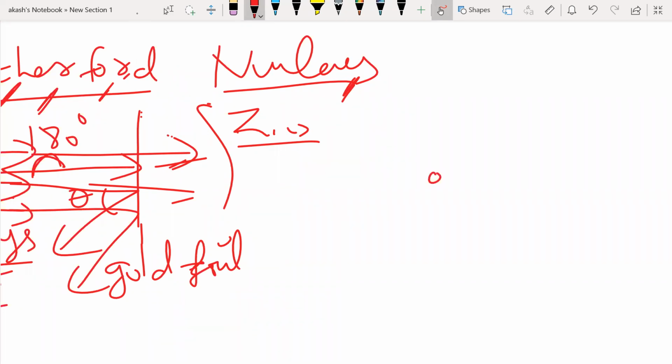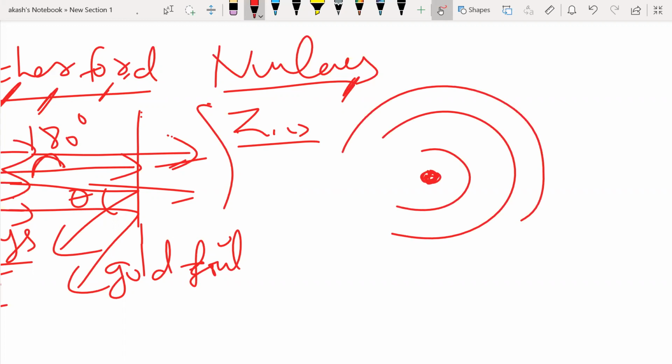So I would say this is the nucleus, most of the mass along with the protons is here. And then he said that the electrons are going to be continuously revolving around the nucleus like this. Obviously electrons were already found out, so he said they continuously revolve around the nucleus. Now we know what the problems are here.